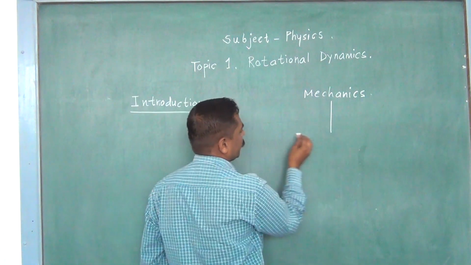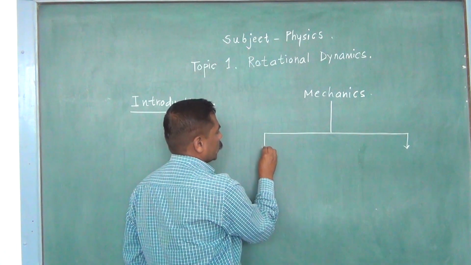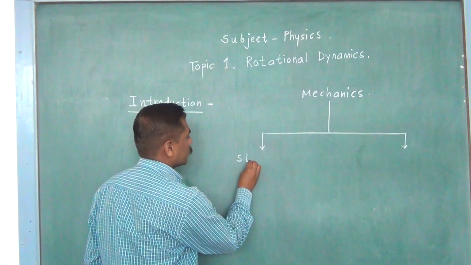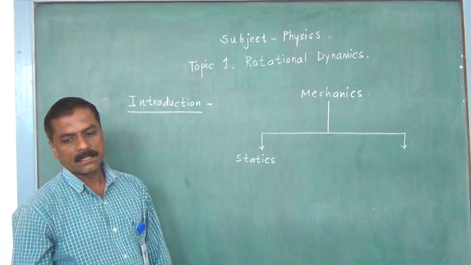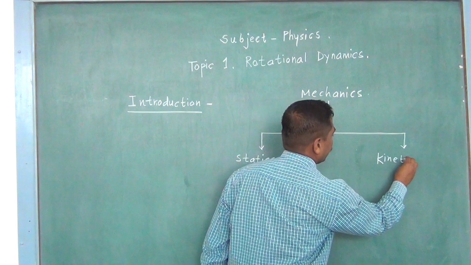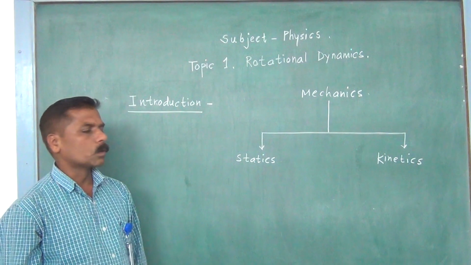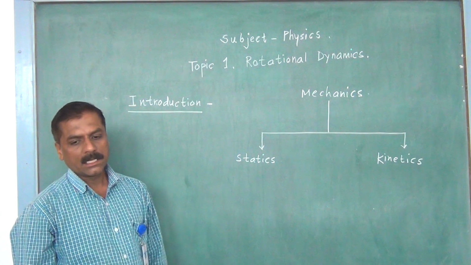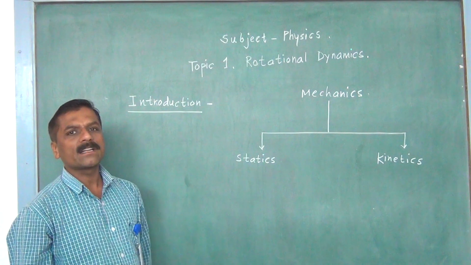Again, this mechanics is divided into two branches. The first branch of the mechanics is called as the statics. And the second branch is called as kinetics. So this mechanics is divided into two groups. One is the statics and another is the kinetics. Now what is meant by the statics? That is the study of the object at rest.